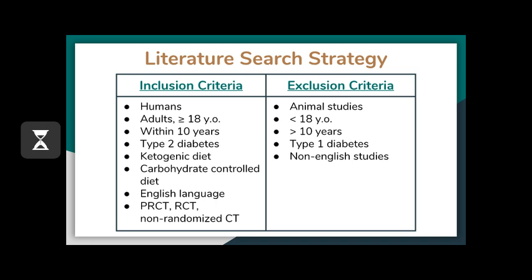Also, everything was in the English language, and we were looking for just any kind of clinical trials. So our exclusion criteria were animal studies, people less than 18 years old, or studies that were greater than 10 years old. Also type 1 diabetes and non-English studies.